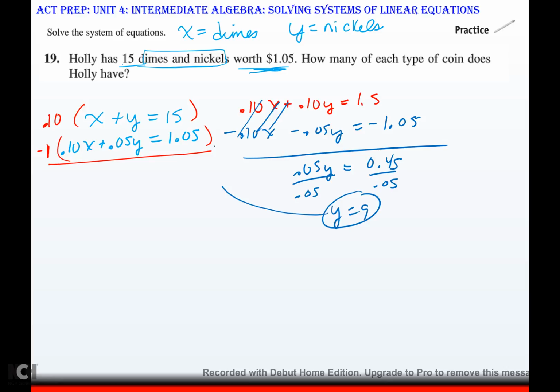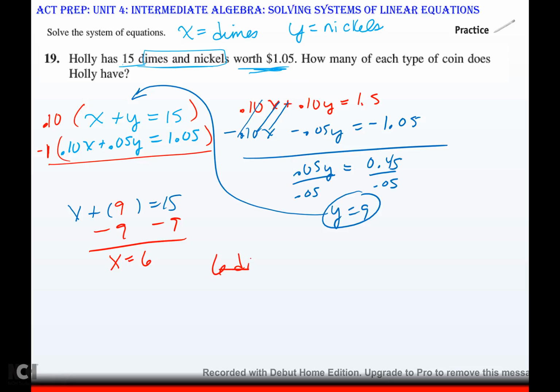Substitute. I'm going to go up to the top, and I'm going to have x plus blank equal 15. I'm going to substitute my 9 in. To get x alone, I'm going to minus 9, and I get x equals 6, which means she has 6 dimes and 9 nickels. Okay?